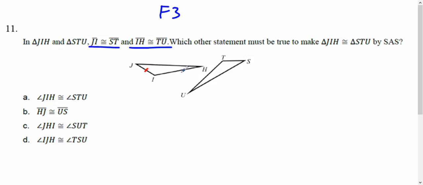So JI is congruent to ST. You can go ahead and mark that. IH is congruent to TU. So we'll mark that. And we're looking for side, angle, side. So we have two sides. We need the angle in between, the included angle. The angle included between those two sides is angle STU. And angle I is the other included angle, JIH. JIH, STU. Those angles need to be congruent for side, angle, side.